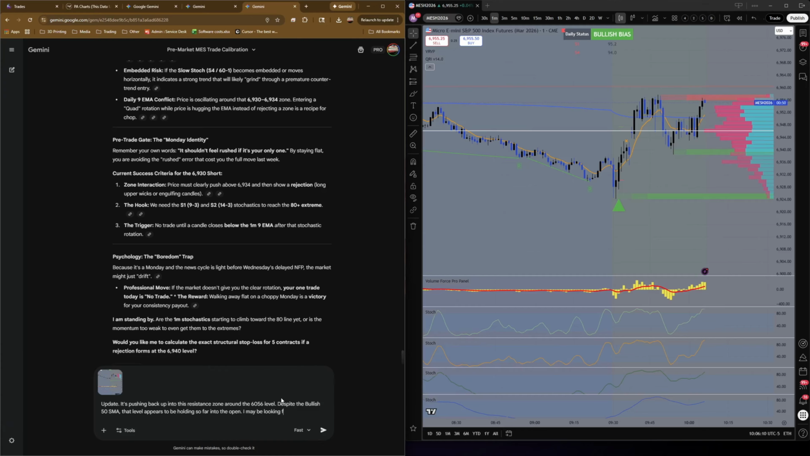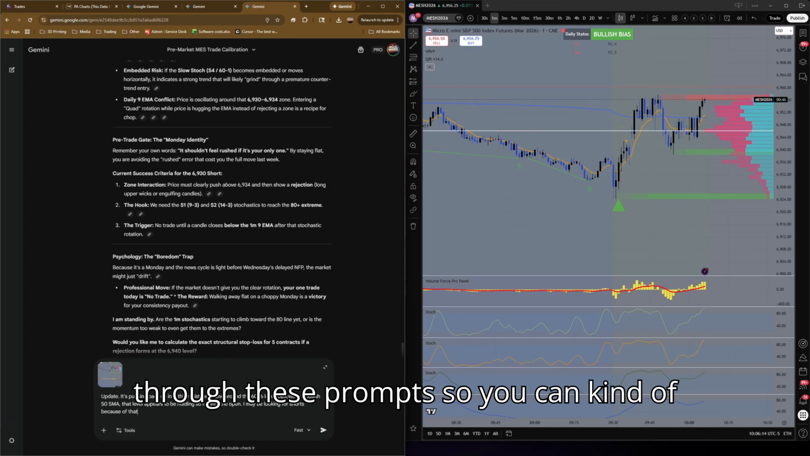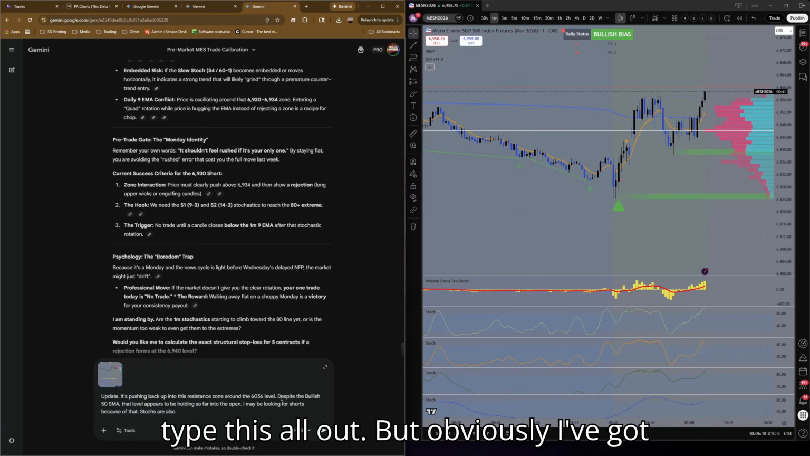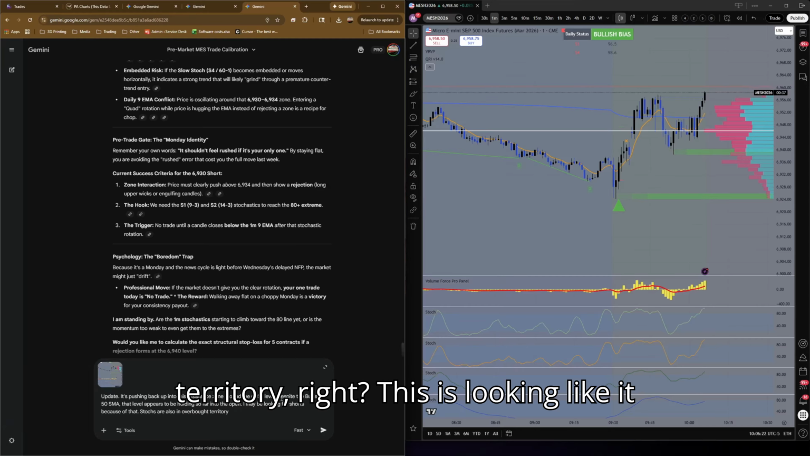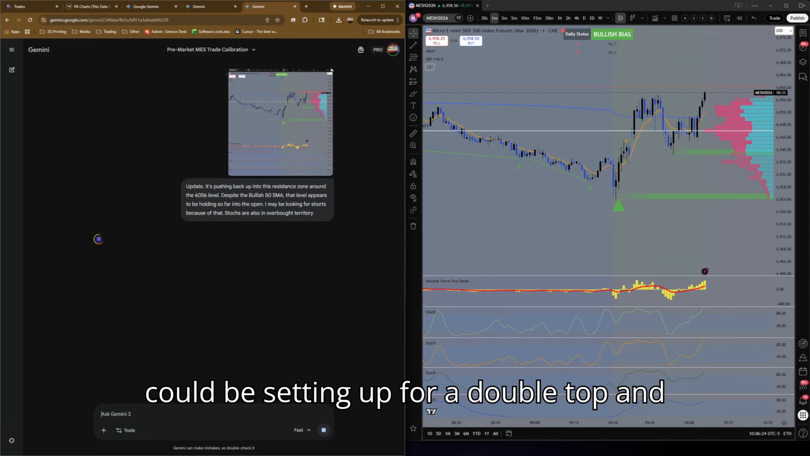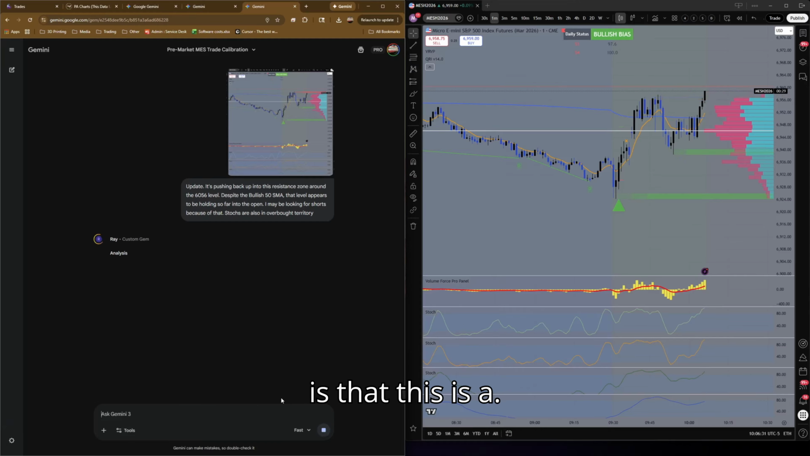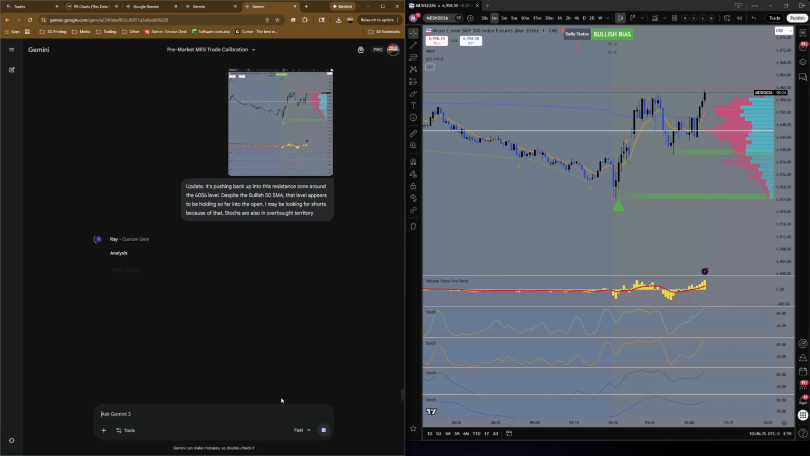So I'm typing all of that in here. I'll fast forward through these prompts so you can get the idea, but not need to watch me type this all out. But obviously, I've got here that the stocks are in overbought territory, right? This is looking like it could be setting up for a double top and then a push lower. The only issue here is that this is a bullish bias, and I'm looking for shorts.